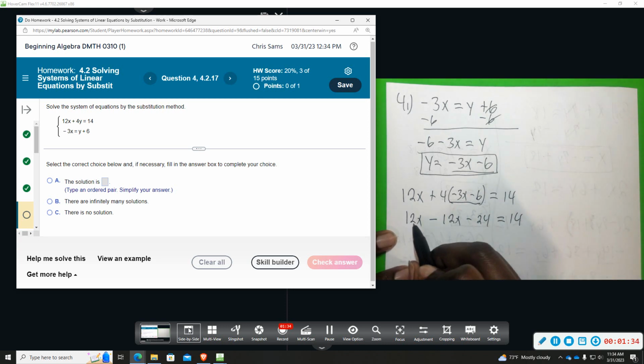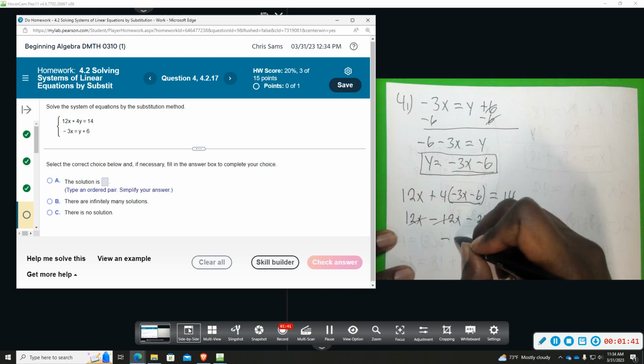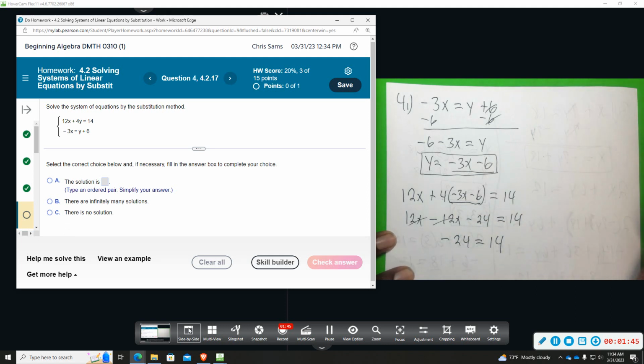All right, so notice this. 12x will subtract and cancel out 12x, so they're going to get eliminated. And I'm left with negative 24 equals 14. Okay, notice these two things are not equal. 24 is not equal to 14.